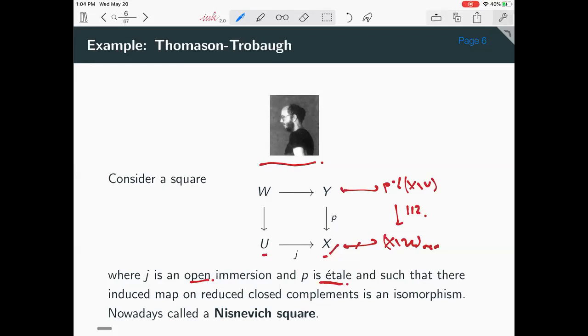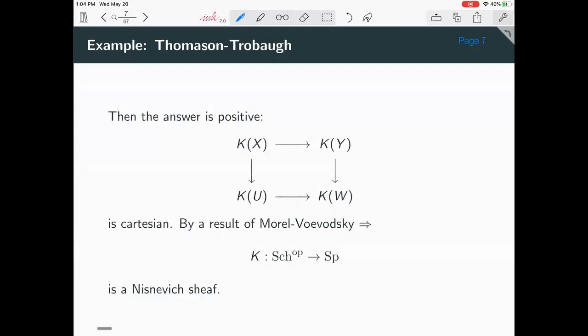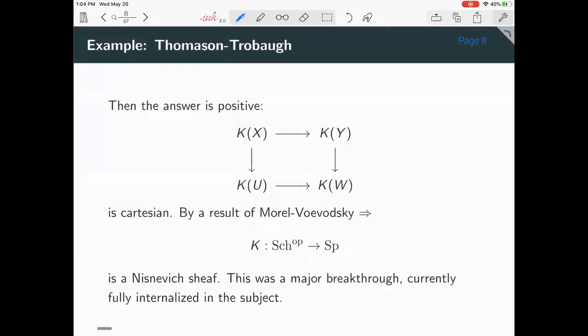Nowadays, this has a name, it's called the Nisnevich square, and most of you know this. In this case of a Nisnevich square, the answer is indeed positive, so you get a Cartesian square of spectra. This is a result of Thomason and Trobaugh. You can do some trick to actually prove this result. And by a result of Morel and Voevodsky, this means that K-theory is a Nisnevich sheaf. There's a topology called the Nisnevich topology, which is finer than the Zariski topology but coarser than the étale topology, and K-theory has descent with respect to this topology.